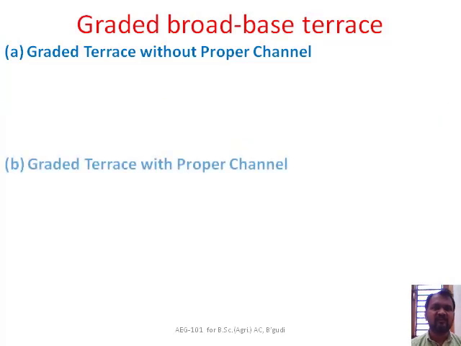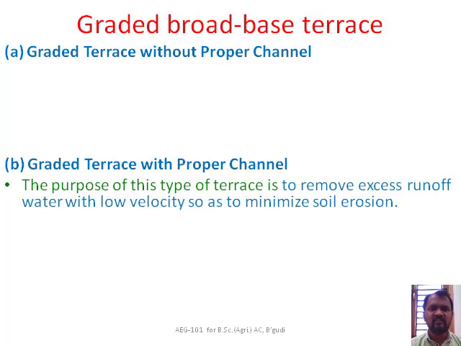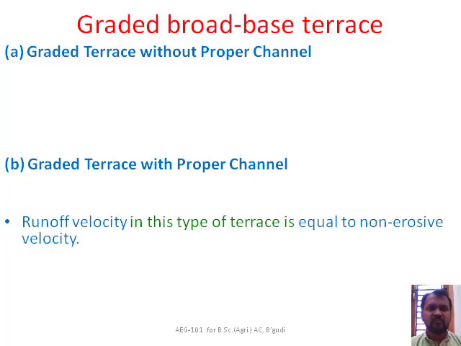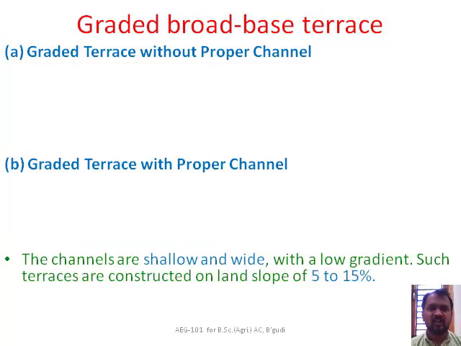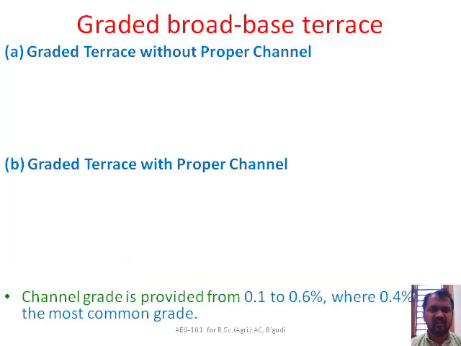Then we have the next type of broad-based terrace, that is a graded terrace with proper channel. The purpose of this terrace is to remove excess runoff with low velocity so as to minimize soil erosion. In this type of terrace also, the runoff velocity is equal to non-erosive velocity. The channels are shallow and wide with low gradient. Such terraces are constructed on land slopes of 5 to 15%. The channel grade is provided from 0.1 to 0.6%, and 0.4% is the most commonly used grade in these graded terraces with proper channel.